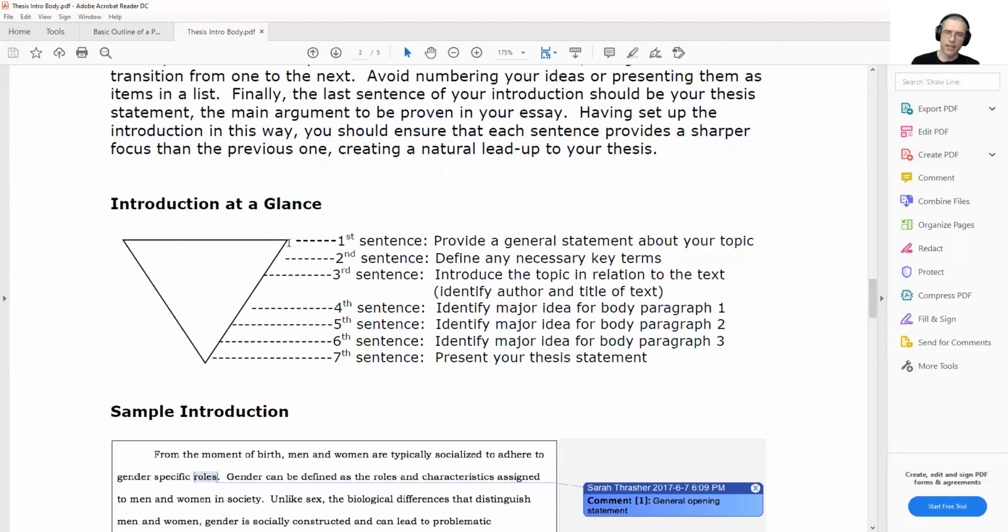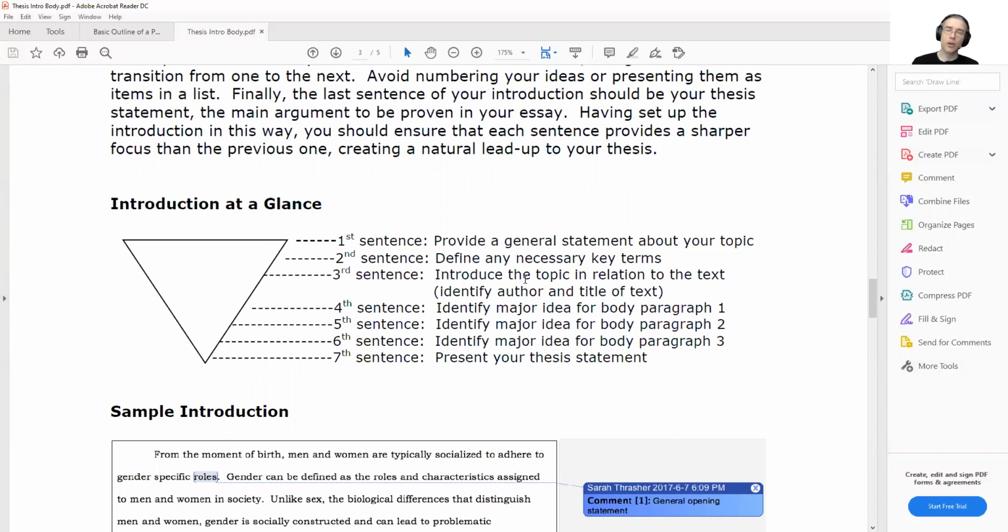An introduction is kind of like an inverted triangle, where at the top, or broadest part of the triangle, you have your most general statement. And then sentence by sentence, logically connecting each sentence to the next, you move to the most specific tip of the spear, as it were, the thesis statement, where you state your argument directly.